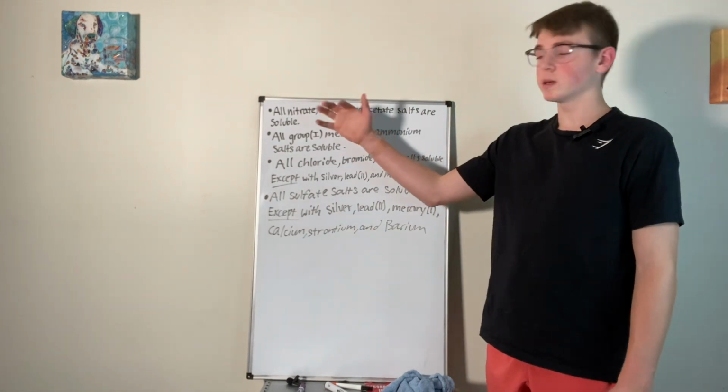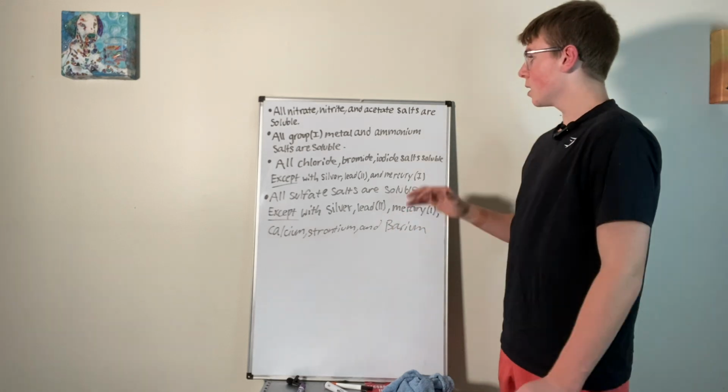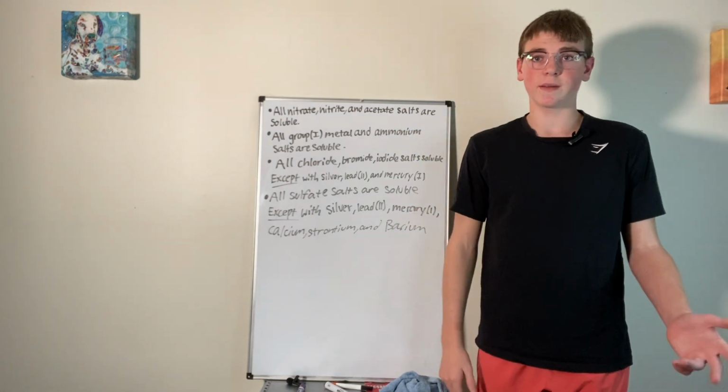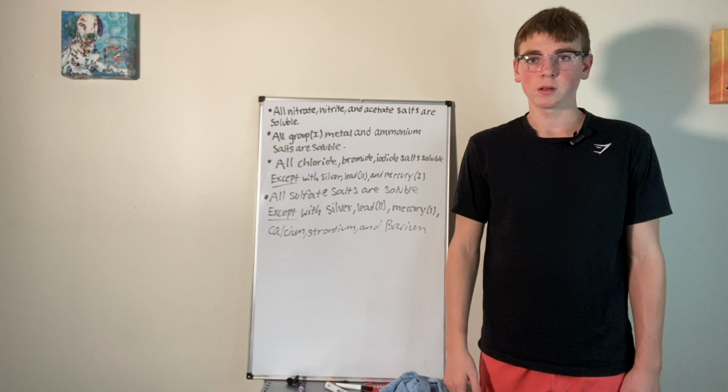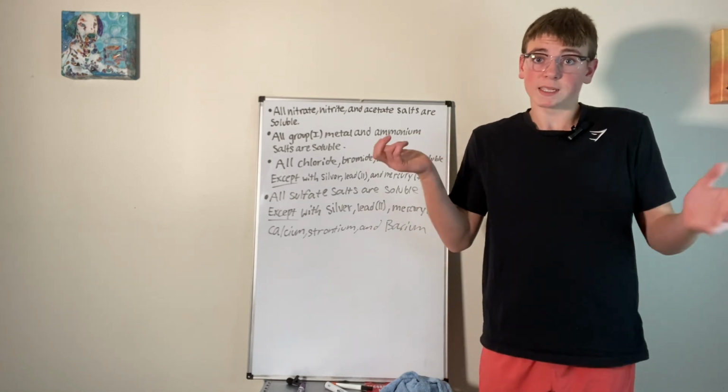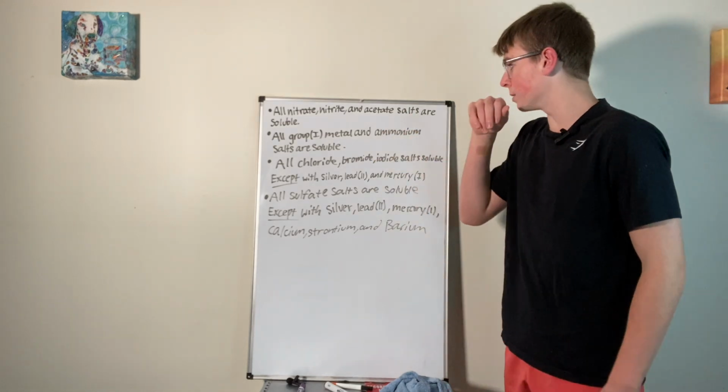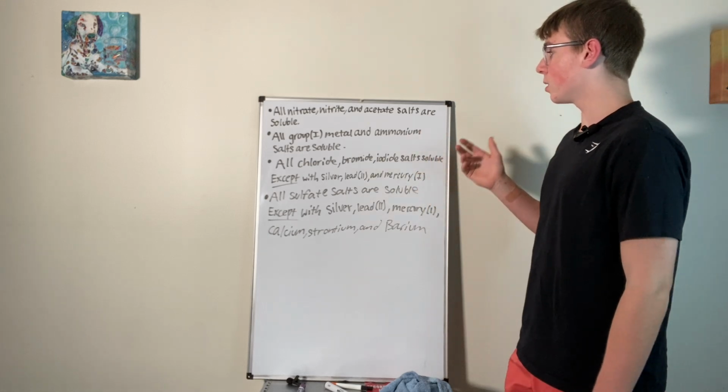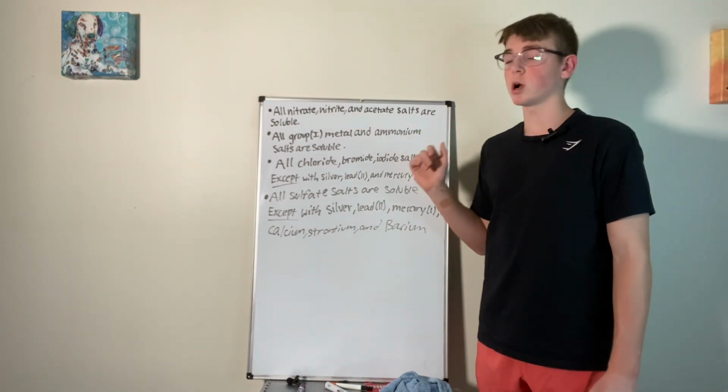Okay, nitrite is similar to nitrate, and then there's acetate salts, which I haven't even run into an acetate yet doing problems, but if you do, acetate's there. You might want to memorize those. Then all group 1 metal and ammonium salts are soluble.